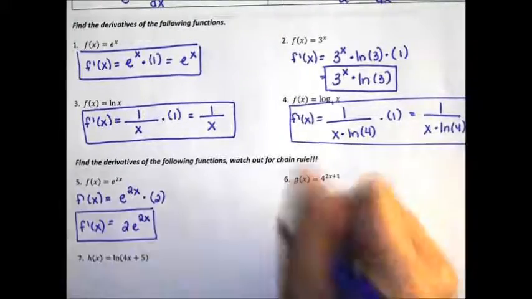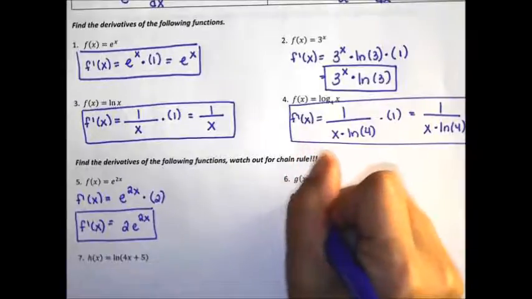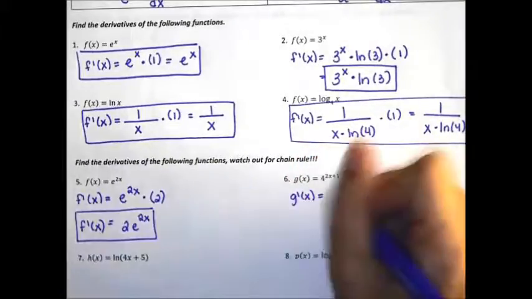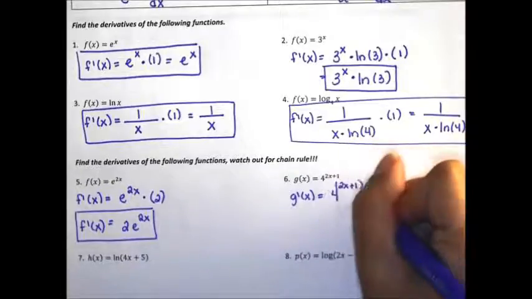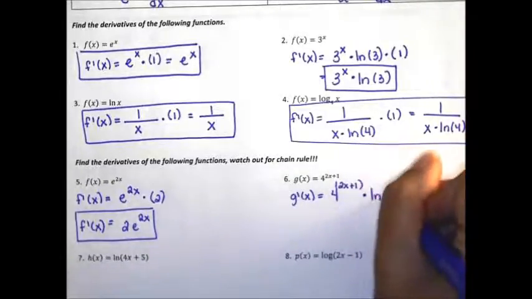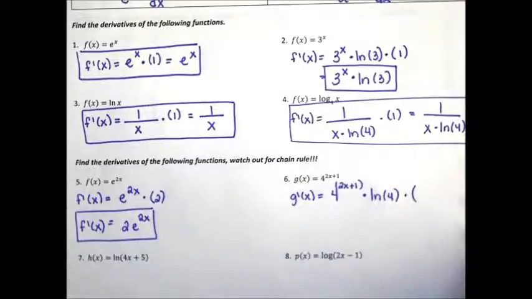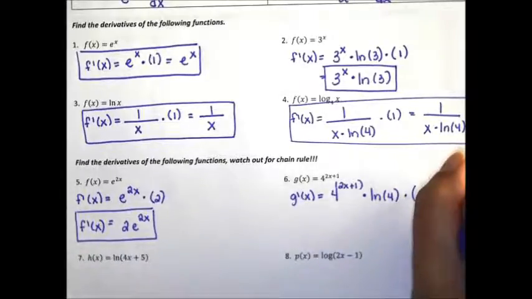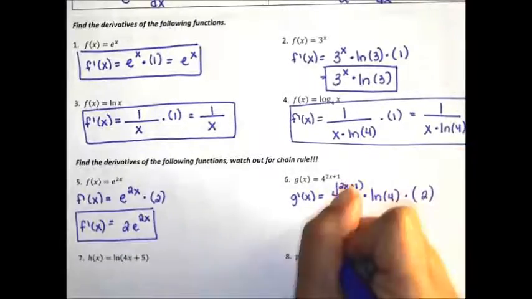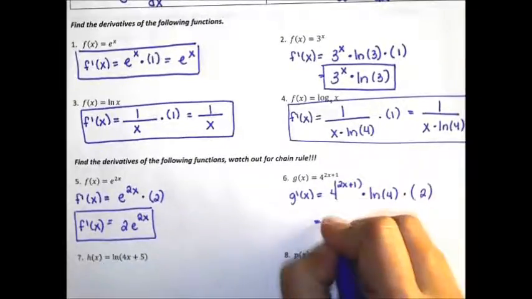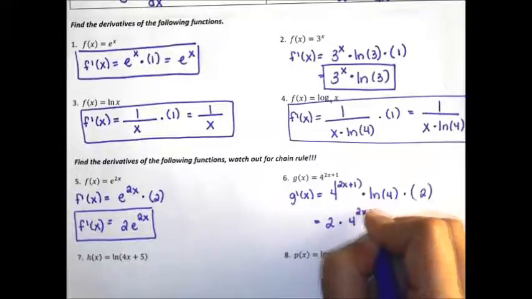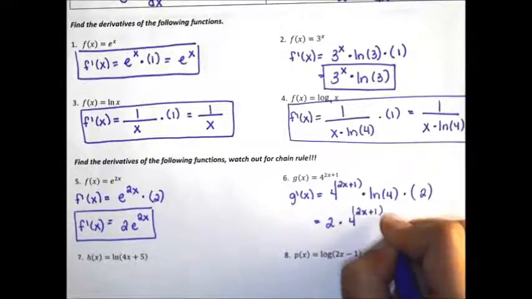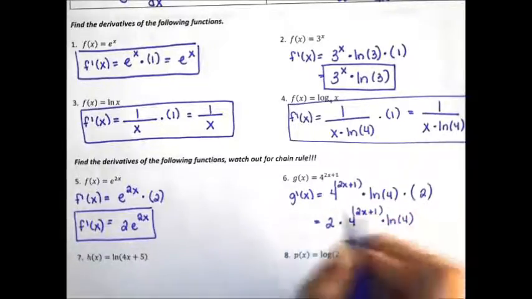If we're taking the derivative of g, 4 to the something, the derivative would just be 4 to the something times the natural log of 4 times the derivative of the something, which in this case would be a 2. So if I just put the 2 at the beginning because it's a coefficient, I would have 2 times 4 to the 2x plus 1 times the natural log of 4.